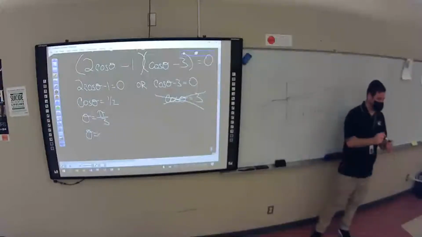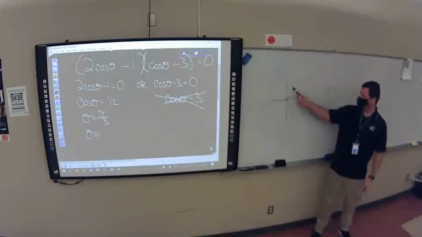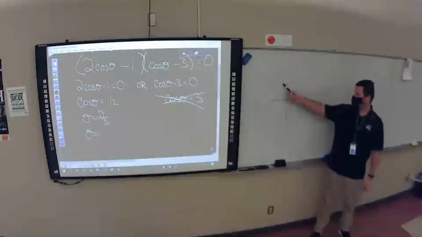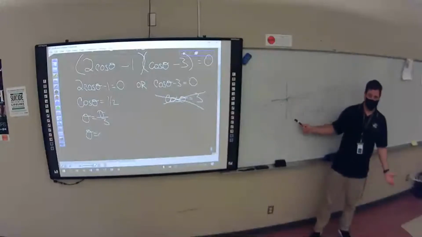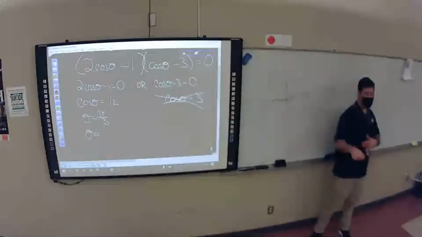It doesn't matter if you do negative pi over 3 or you do what? Let's see, 1/3, 2/3, 3/3, 4/3, it'd be 5 pi over 3. So if you want to do 5 pi over 3, do 5 pi over 3. If you want to do negative pi over 3, do negative pi over 3. It's easier to do negative pi over 3. You don't have to think about how to go all around, just go down.